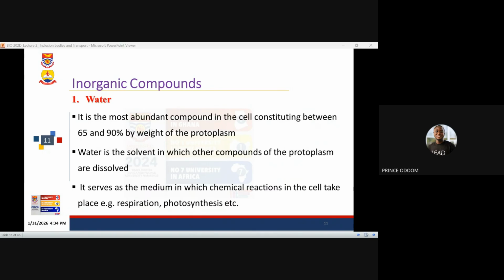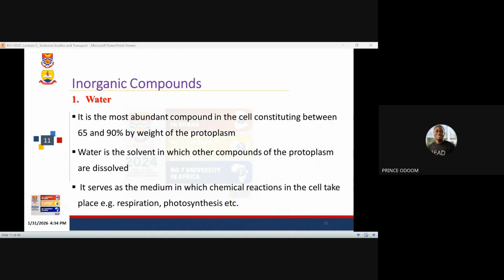Water is a solvent in which other compounds of the protoplasm are dissolved. Remember, when we were looking at the cell inclusions, we said some are organic, some are inorganic, and there are some that are soluble in water and others that are not. Those that are soluble in water are found in the vacuole, and those that are not soluble are found in the cytoplasm. So for most of these compounds, water is the solvent. So we'll look at solutions as we go on.